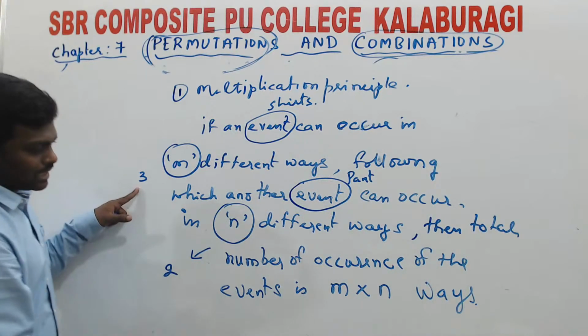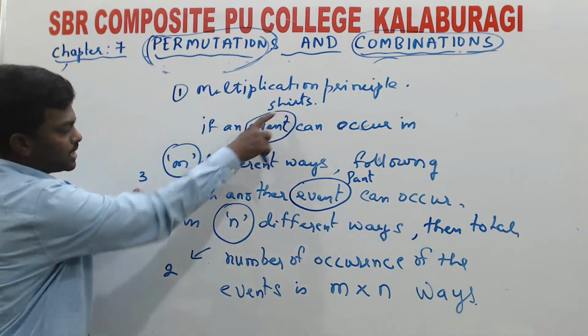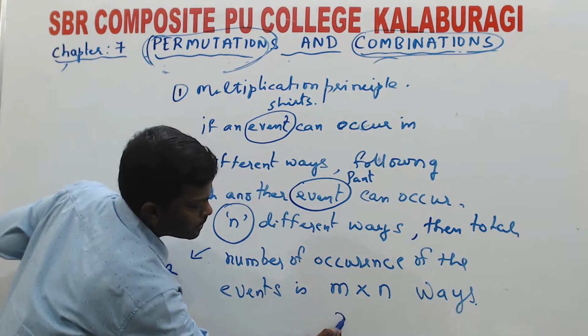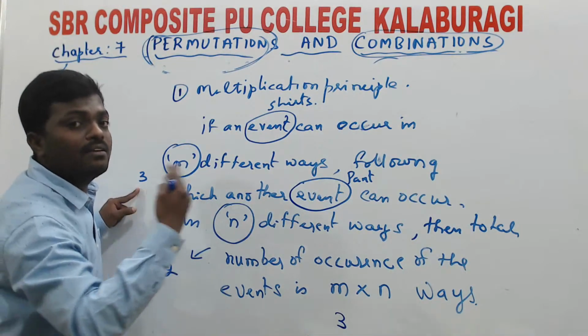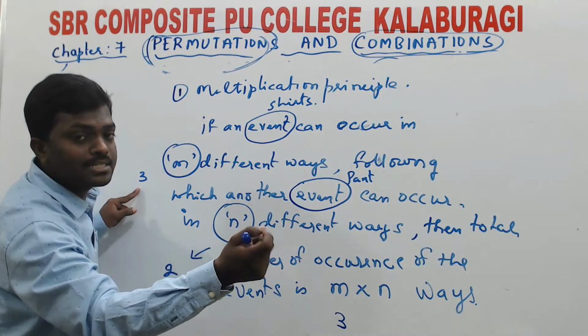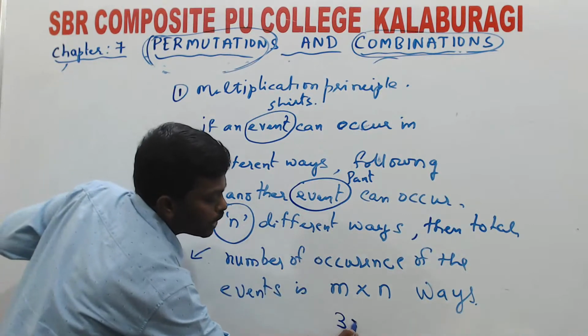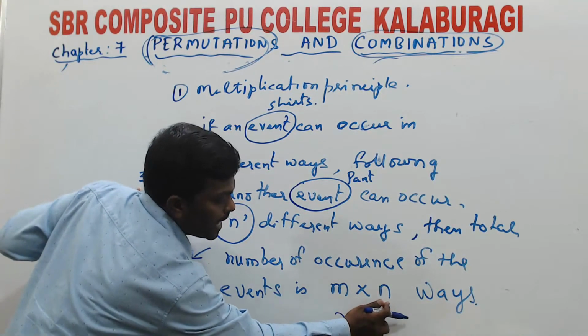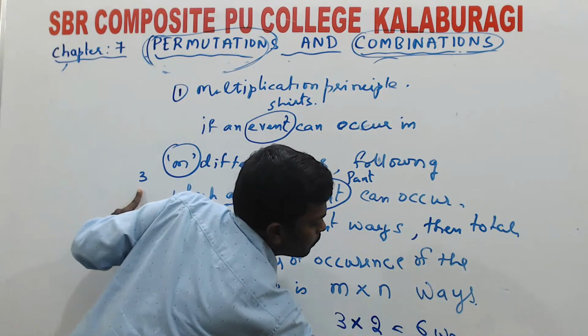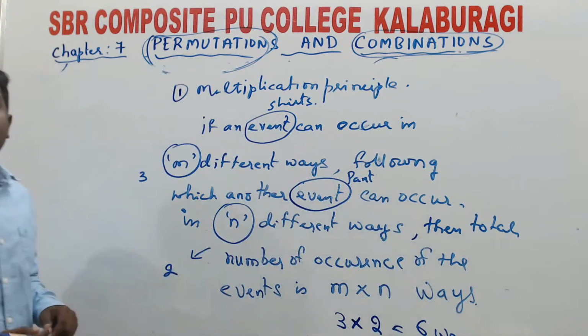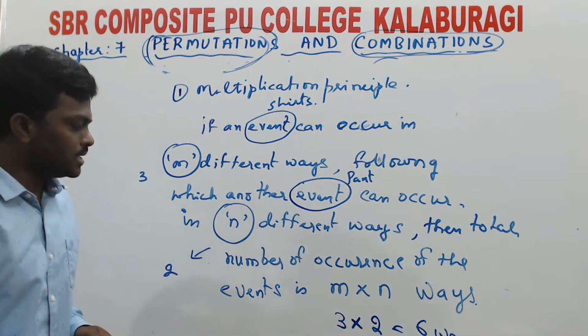With the example, what is m here? Shirts, regarding shirts event, 3. After wearing a shirt, he has to definitely wear a pant also. Then only it is called dressing up. So the event is going on into pant. How many pants? 2. So 6 ways. This is the definition of the multiplication principle.